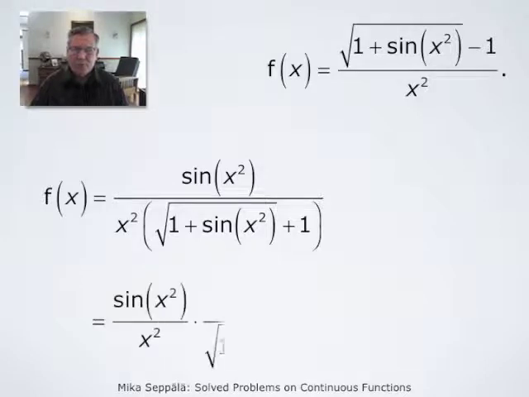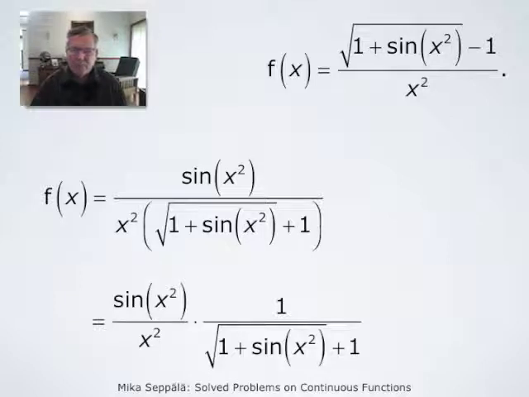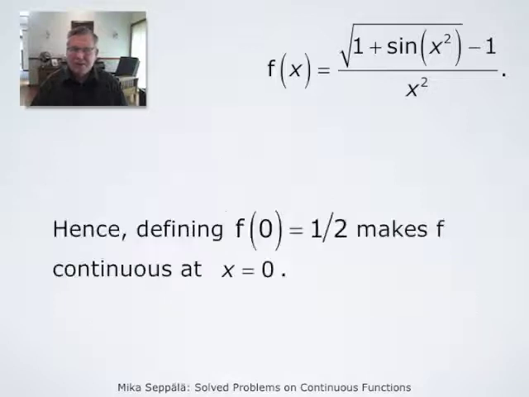But now sine of x squared divided by x squared has the limit 1 as x approaches 0. This is a fact that we have seen previously. And 1 divided by square root of 1 plus sine of x squared plus 1 approaches 1 divided by square root of 1 plus 1, that is 1 divided by 2 as x approaches 0. So we conclude that the limit of f as x approaches 0 is 1/2. So this means that if we set f at 0 to be 1/2, then f is continuous at x equals 0.